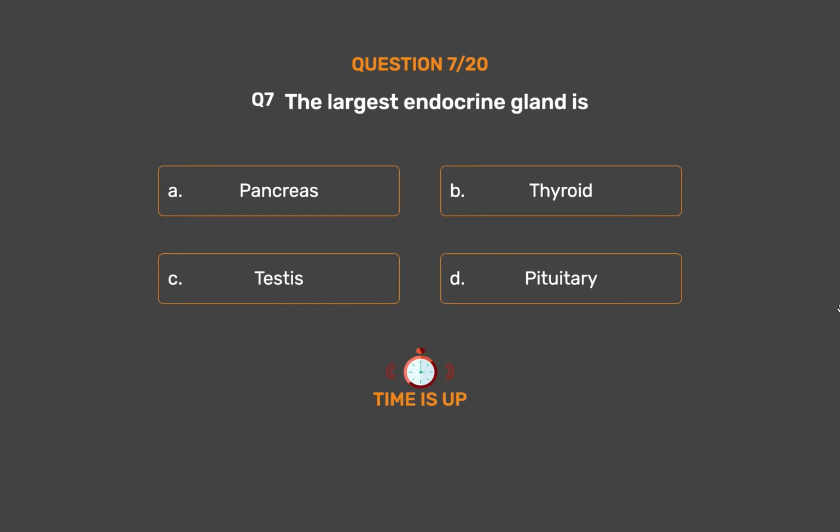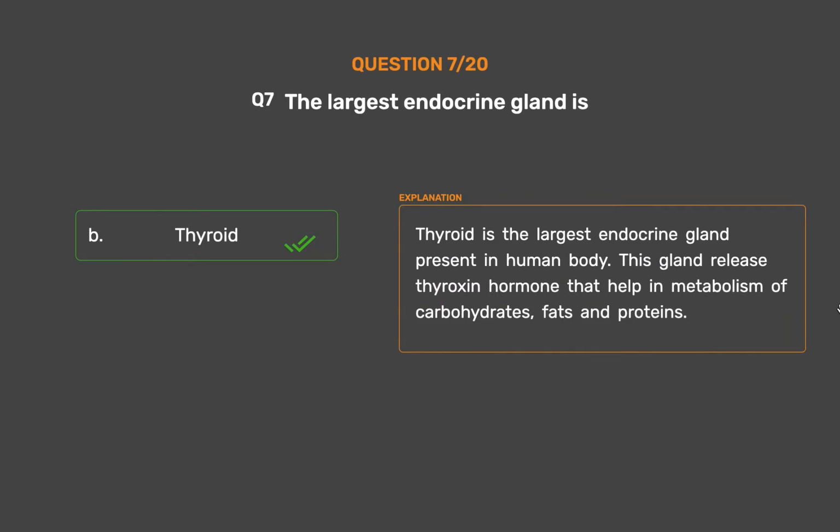The correct answer is option B. Thyroid. Thyroid is the largest endocrine gland present in the human body. This gland releases thyroxine hormone that helps in metabolism of carbohydrates, fats and proteins.